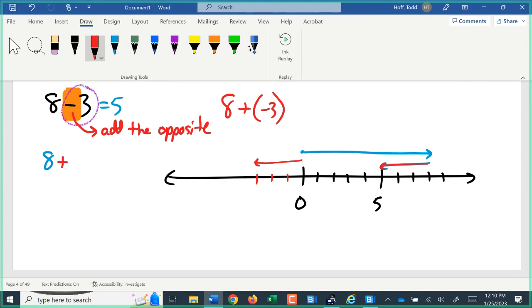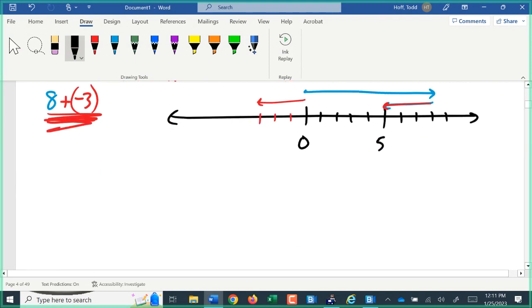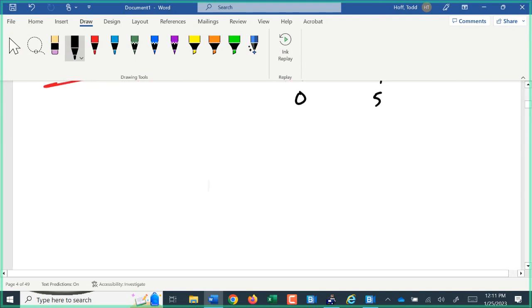So it means add the opposite of positive 3. That's negative 3. So you can see 8 minus 3 is the same as 8 plus a negative 3. Now, since 8 and 3 were positive, there's no need to change it. We know how to subtract. 8 minus 3 is 5. That's simple. No use making it more difficult by changing it to negatives.